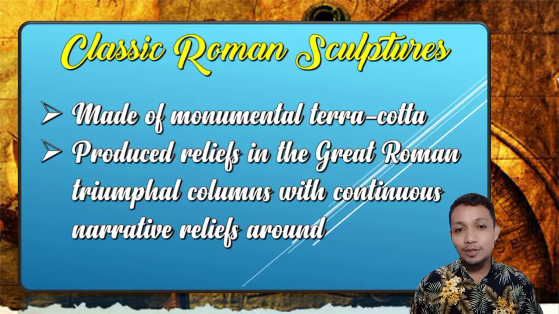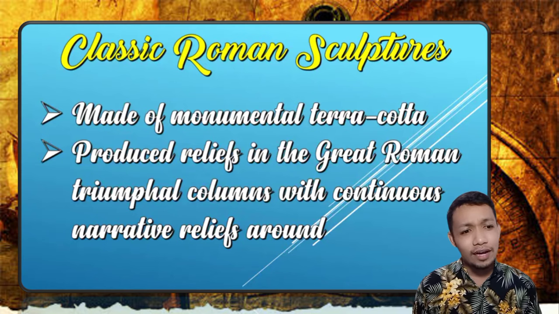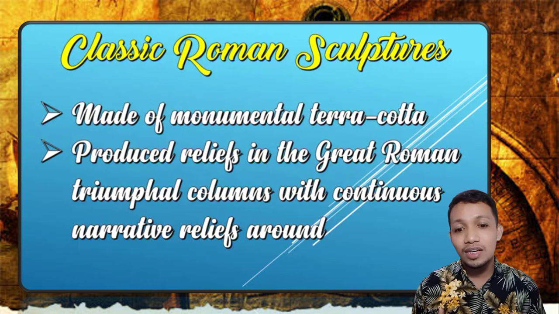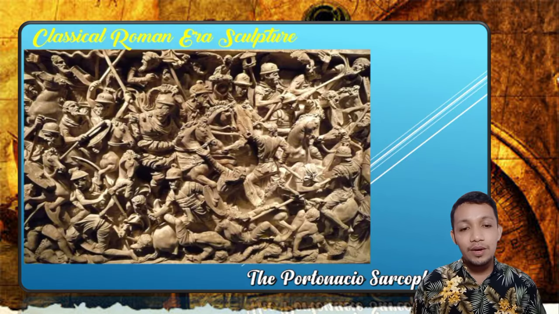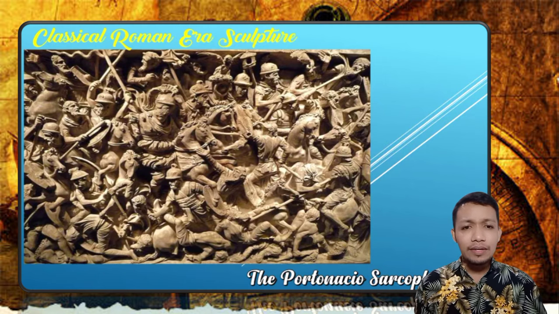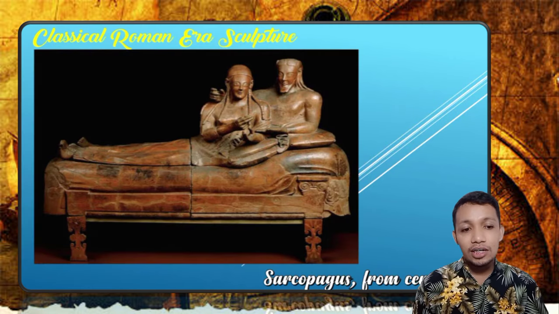And now let's proceed to classical Roman sculptures. It is made of monumental terracotta. It produced reliefs in the great Roman triumphal columns with continuous narrative reliefs around. Here is an example of classical Roman sculpture, which is called the Portonaccio sarcophagus. Here is another classical Roman era sculpture, which is called the sarcophagus from Cerveteri.